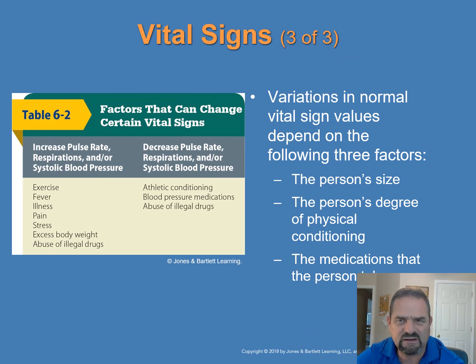All right, so variations in those normal vital sign values depend on these following three factors: the person's size, the person's degree of physical conditioning, and the medications that the person takes. This is also in your book, Table 6-2.